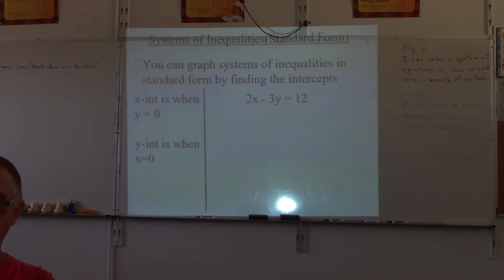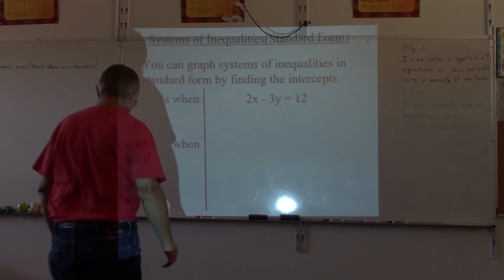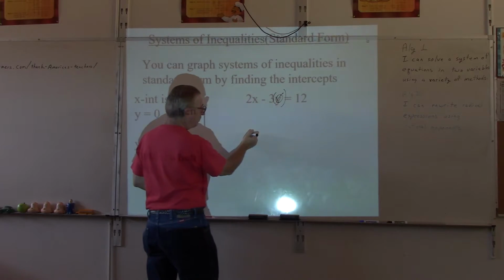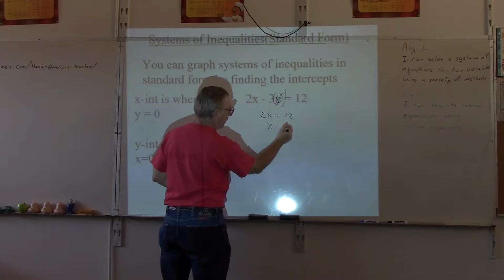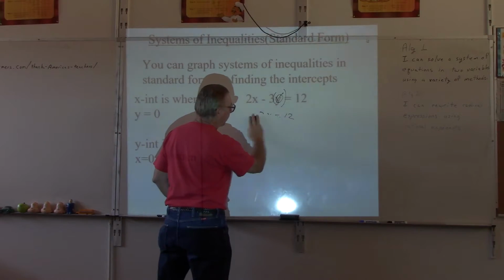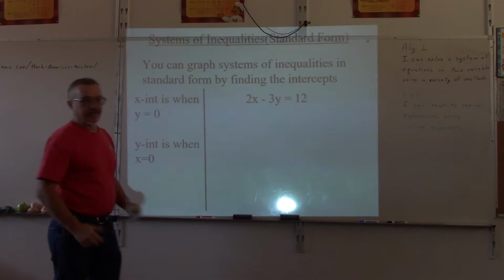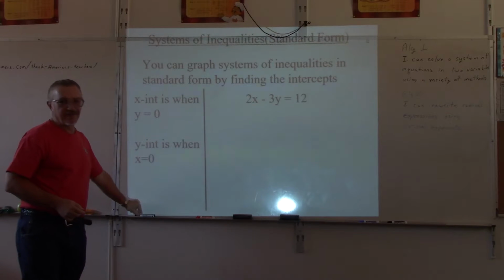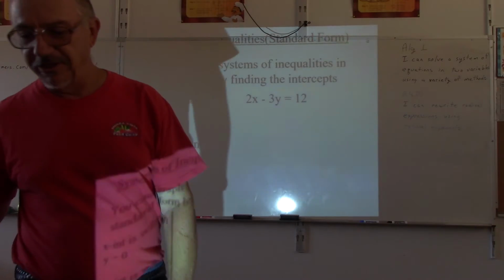So what's the x-intercept when y is 0? If y is 0, what's x? 6. Why is it 6? Because if y is 0, I've got 2x equals 12, x equals 6. So what's my y-intercept? 4. Look at it again. -4. Thank you, Carson. Because it's a minus 3y. The first time we did it was a plus 3y.